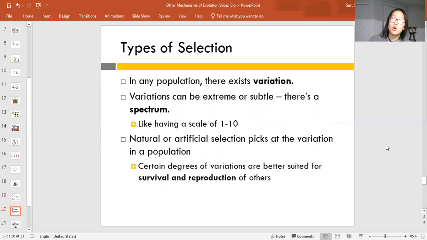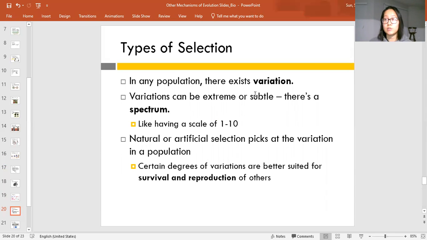Then the last thing we're going to go over are types of selection. So in any population, there are variations, right? Even in color, in size, in speed of running. So there's always variations or differences. And variations can be extreme or they can be subtle, right? They can be a big difference and they can be a small difference. So there's a whole spectrum, right?